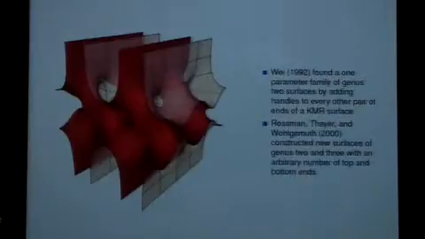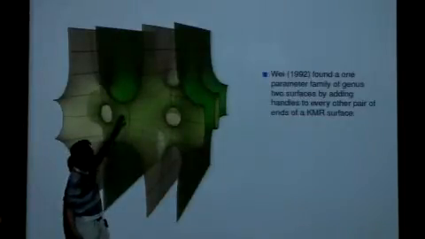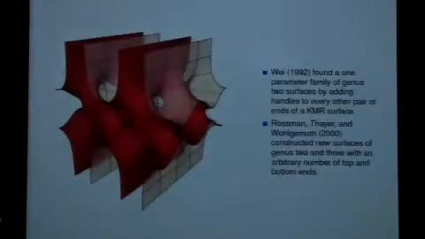An additional one with genus 2 was constructed by Rossman, Thayer, and Wohlgemuth in 2000. Essentially, it just was the way picture had a handle right here. The Rossman, Thayer, Wohlgemuth one added the handle here instead. And they also got a similar genus 3 example with arbitrary ends as well. And that's, up until now, that had been the extent of doubly periodic examples.